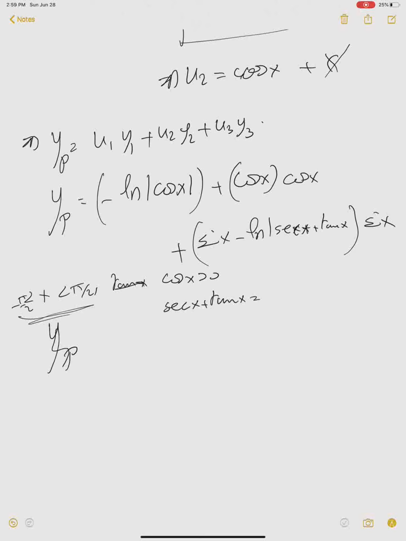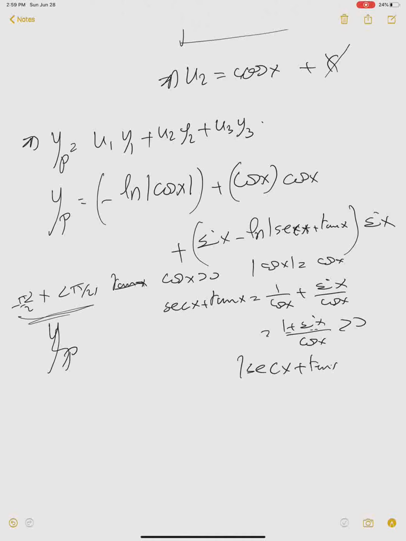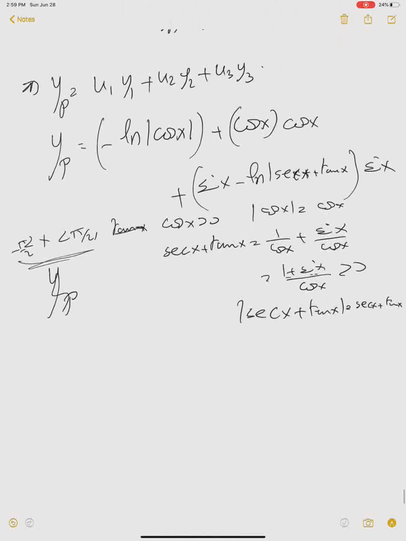So secant x is what? It is 1 over cosine x plus sine x over cosine x, and this is equal to 1 plus sine x over cosine x. The numerator is always positive because sine is between minus 1 and 1, and the cosine x is positive. So this is positive. So it means the absolute value of cosine x is equal to cosine x, and the absolute value of secant x plus tangent x is equal to secant x plus tangent x. So I'm doing it in very much detail here. So y sub p equal.